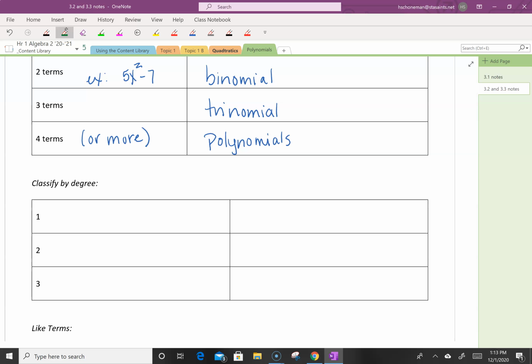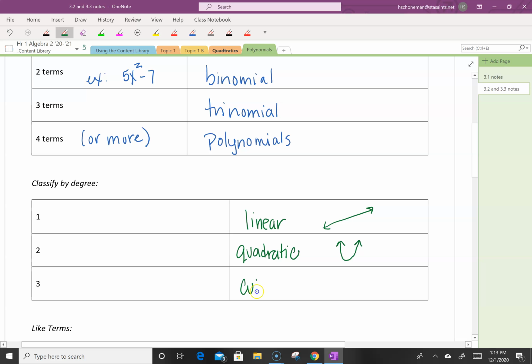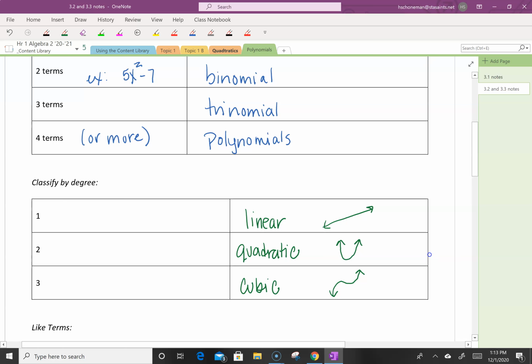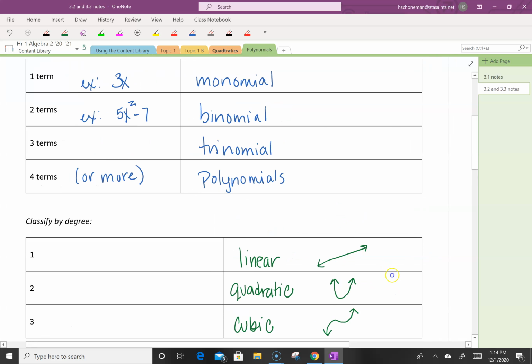If we classify them by degree, if the highest degree is 1, then it is linear. And we know what a linear looks like. That's a line. If the highest degree is 2, that is quadratic. We just did a whole chapter on that. You know what those look like. They're parabolas. If the highest degree is 3, that kind of equation is cubic. We haven't done a lot with them, but we did learn the basic cubic function in the first chapter, so it looks like that, the parent function we learned. You will be responsible for knowing those names and the vocabulary. They're classified by terms or degrees.